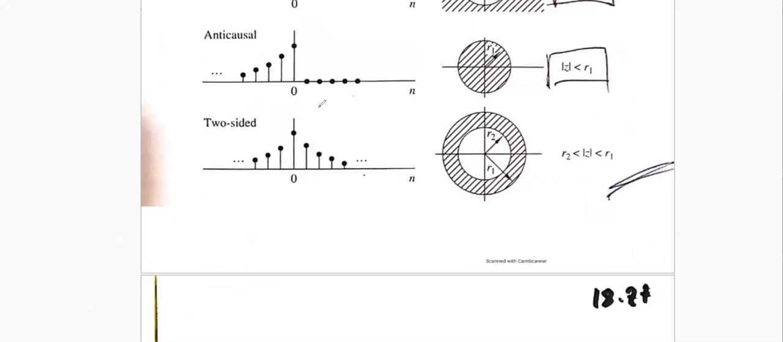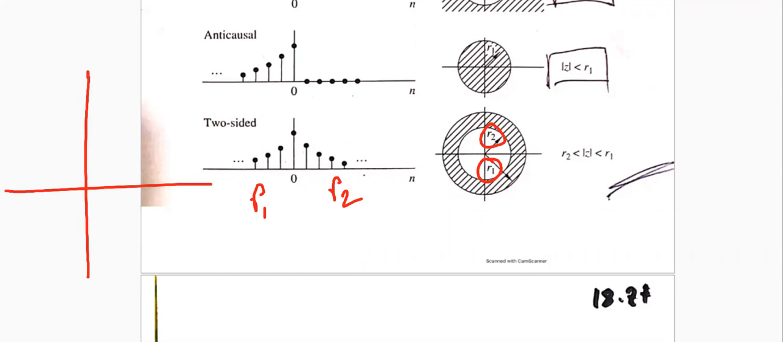If that is a two-sided sequence, we'll show that with another example. If that is a two-sided sequence, it's very interesting. Let's say R1 more than R2. This R2 is for right-sided sequences, and this R1 is for left-sided sequences. I'll give more examples on that, but at this moment we can show it very quickly.